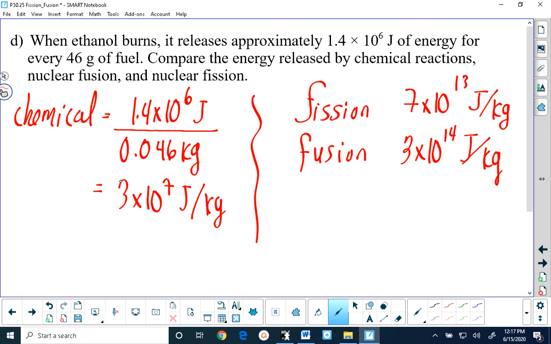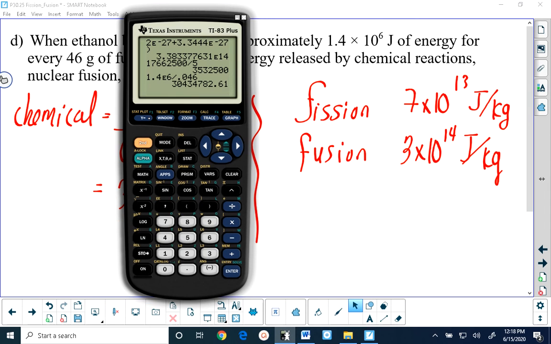A number of things are important when you start talking about the physics of producing energy. Chemical changes do not produce much energy at all. When you compare either fission or fusion to chemical, you're talking about 10 to the 6 to 10 to the 7 times more energy for a nuclear change than for a chemical change. When you compare fission and fusion, I'm thinking that fusion is about 4 times more energetic in joules per kilogram than fission. Let's just check this out. If I take 3 times 10 to the 14 and divide by 7 times 10 to the 13, I get a little more than 4.